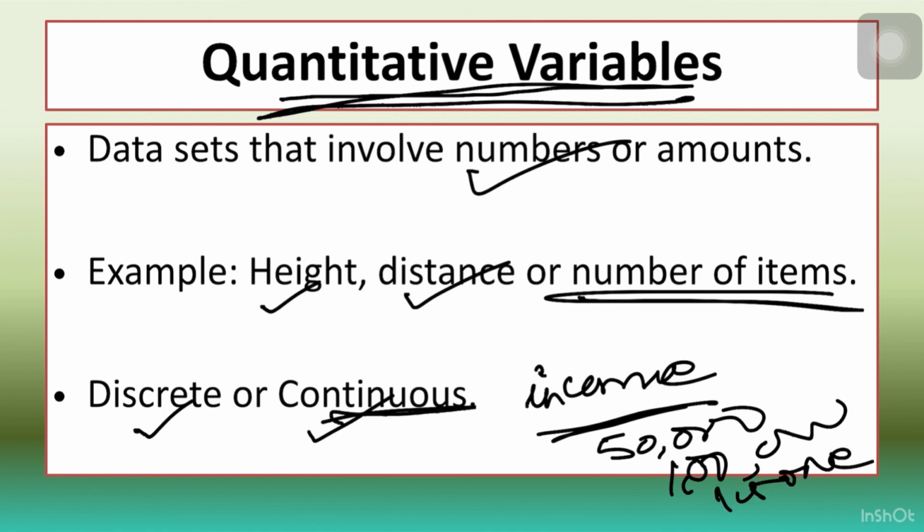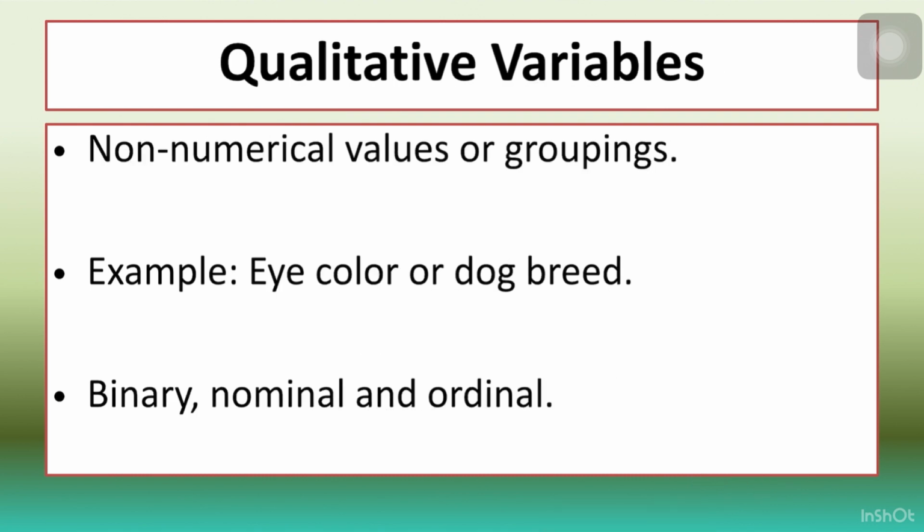So this is continuous. And what could be discrete? Discrete could be age, right? Age could be, say, 10, 20, or you give certain options to your respondents. This is the discrete variable.